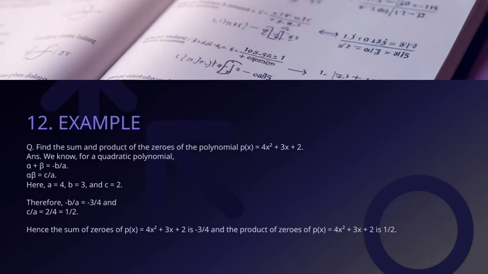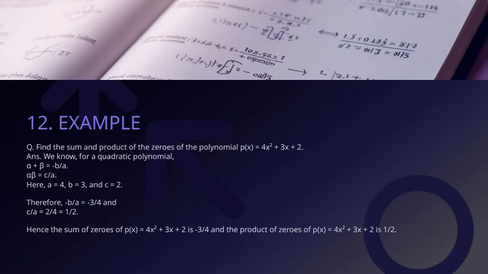So, from this slide, we're seeing that the sum of the zeros of the polynomial p(x) equals negative 3/4, and the product of the zeros is 1/2. Now, these are derived from the coefficients of the quadratic, specifically using the relationships negative b over a for the sum and c over a for the product. In our case, since p(x) equals 4x² + 3x + 2, the values are a equals 4, b equals 3, and c equals 2.